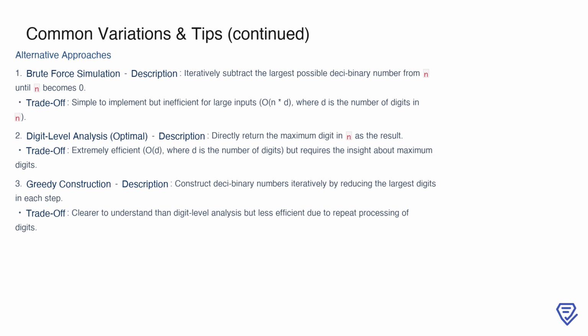Another approach is greedy construction, where you iteratively build Deci-Binary numbers by reducing the largest digit step by step. While this method is more intuitive to understand than digit-level analysis, it is less efficient because it involves repeated processing of the digits. Each of these approaches has its trade-offs, but the optimal solution leverages the insight about the maximum digit for simplicity and speed.